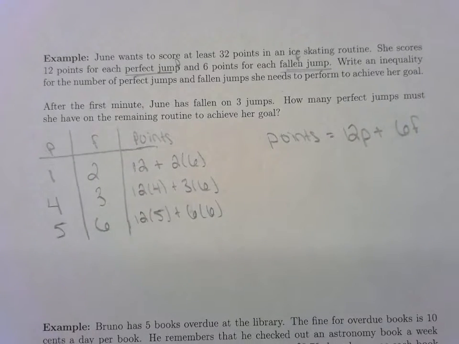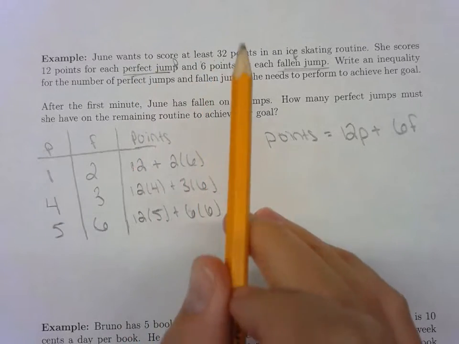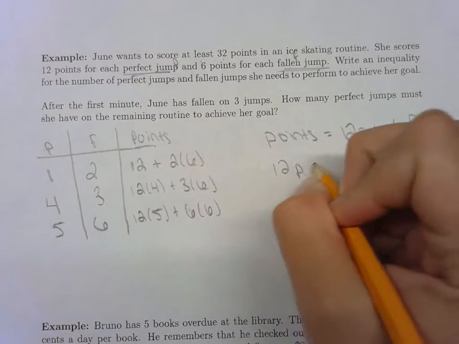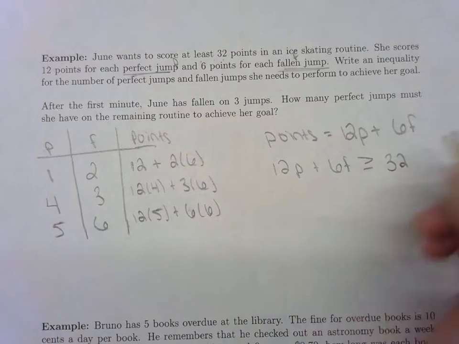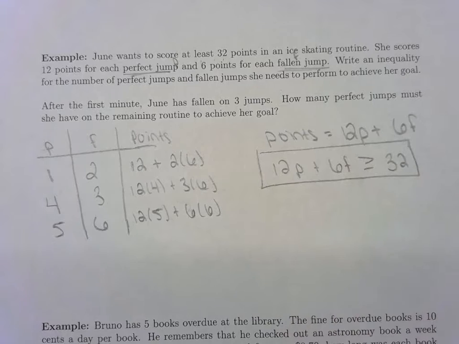You can use different variables here. It says June wants to score at least 32 points. At least means 32 or more. So her points, or 12p plus 6x, needs to be greater than or equal to 32. So that is the inequality that June would want to use here.